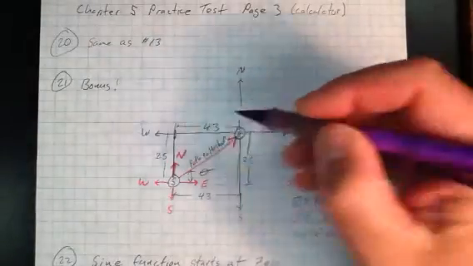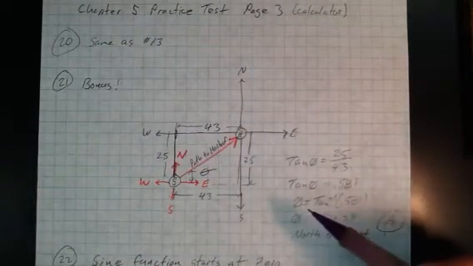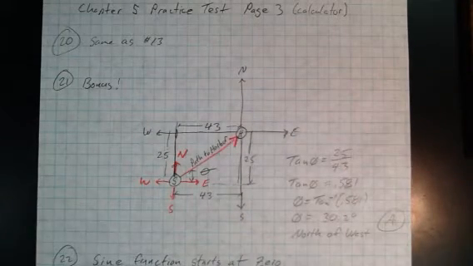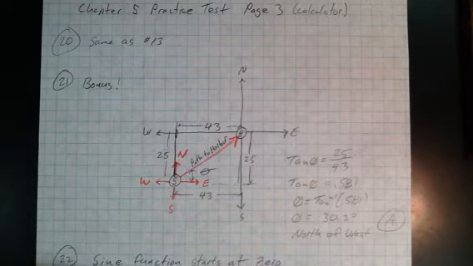Some of y'all in Boy Scouts or whatever have done any land nav or compass work. You know, we have north, west, south, east. That is just our up, down, left, right of our coordinate system.